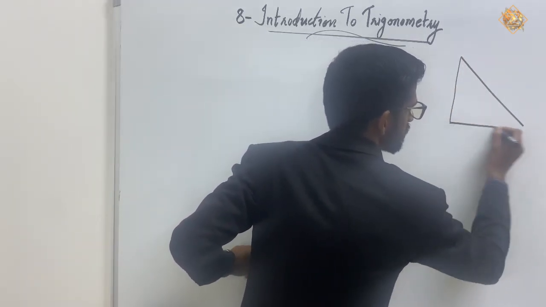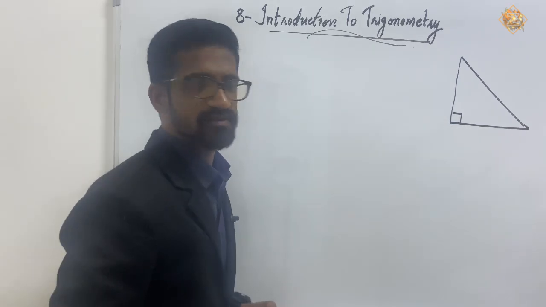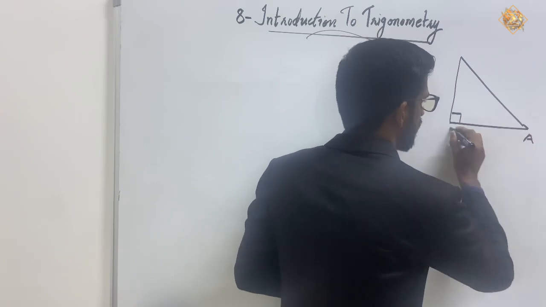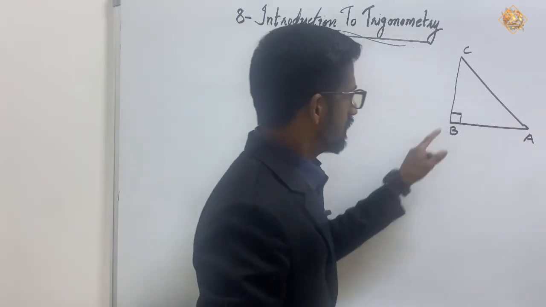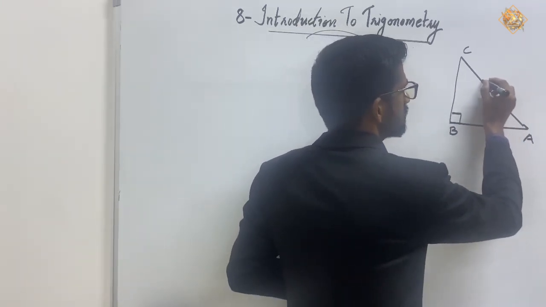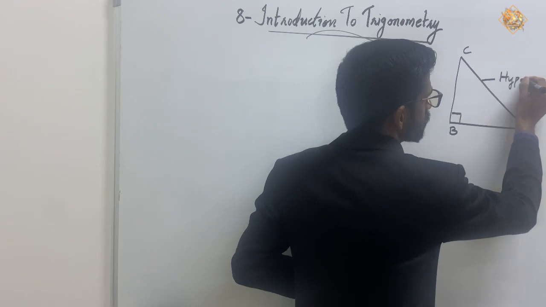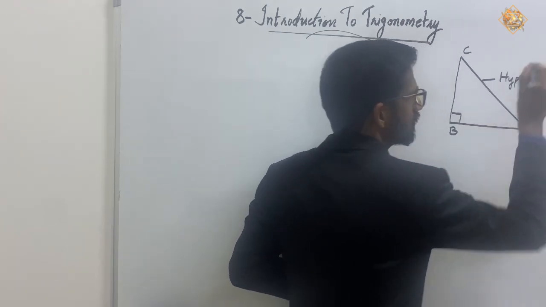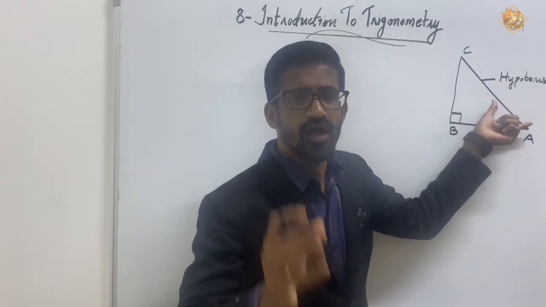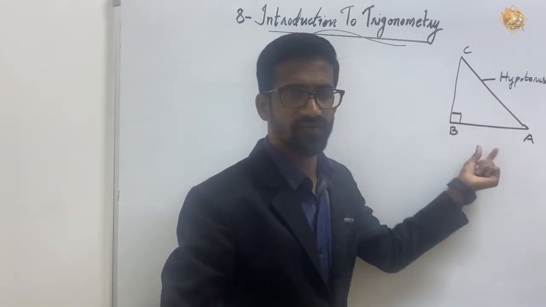We know what a right angle triangle is, isn't it? A triangle with one of the angles 90° can be called a right angle triangle. So here we have a 90° angle, and we can name it triangle ABC. The side opposite to the 90° is called the hypotenuse. So this side is called hypotenuse, and it will be the longest side of a right angle triangle. Now we will discuss the remaining sides of the triangle.